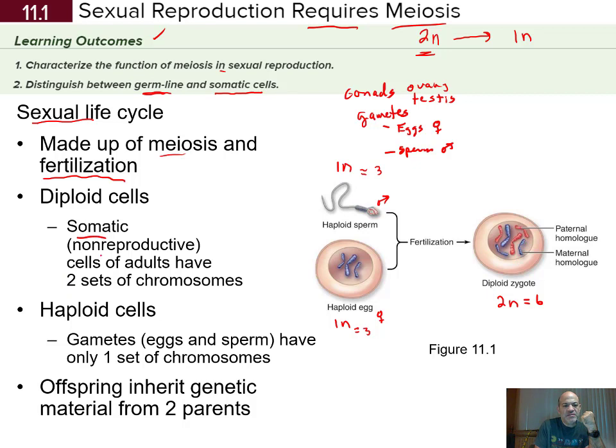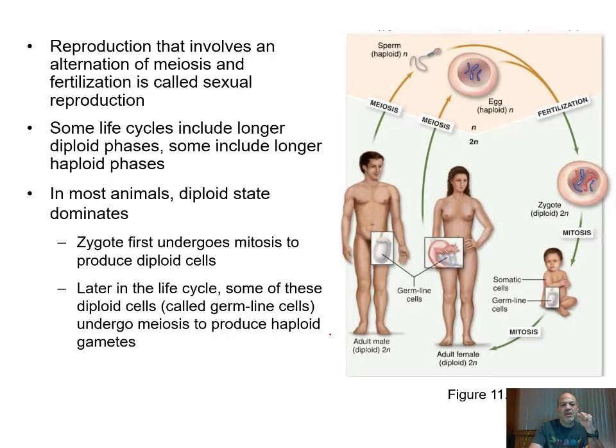Again, somatic means the body cells. They have 2 sets of chromosomes. That's diploid. And then your gametes are your sperm and egg, only 1 set of chromosomes, which means haploid. And then when fertilization occurs, that term is a process, you're going to combine paternal and maternal genetic material. So the reproduction in sexual life cycles involves an alternation between, at some point in the life cycle, going through meiosis and then fertilization events.